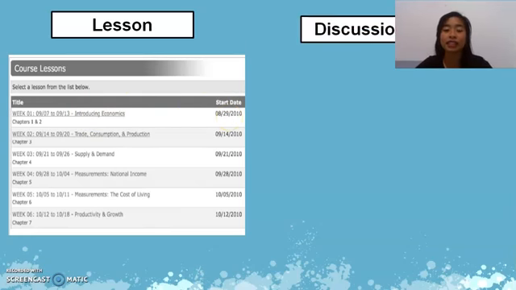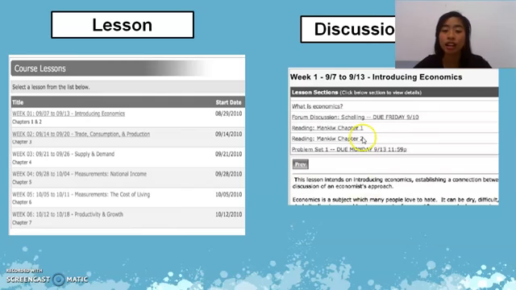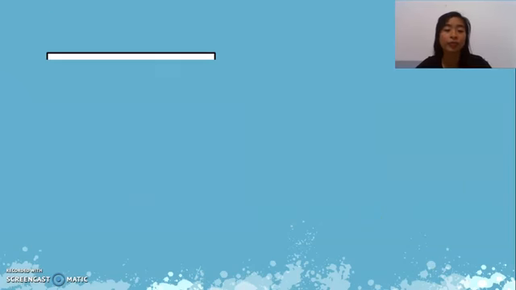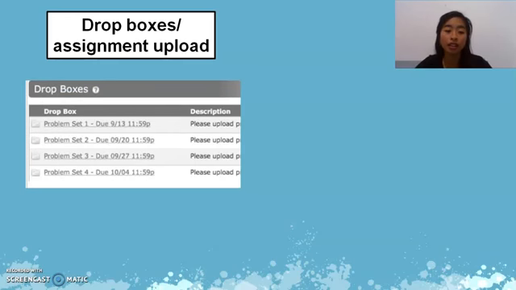The second one is discussion forum. Discussion forum is used for the students to exchange their ideas. This is, for example, a lesson section where the lecturer provides some questions and the learners try to discuss them together. Next is drop boxes or assignment upload. This kind of drop box is used for the learner to upload their assignment, and it also provides the due date and the description of the assignment.